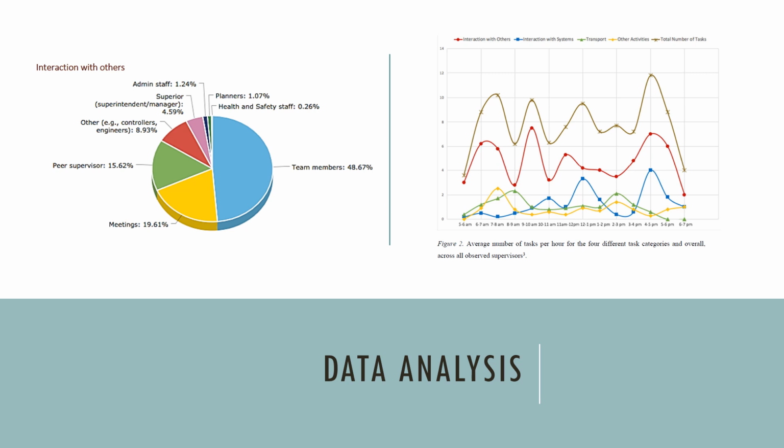Now, because we were able to get accurate timestamps, we were able to look into the supervisors' time and where it was accurately spent. So for example, on the left-hand side of the screen, you can see that with interactions with others, we were able to construct a pie chart with a breakdown of where their time was spent interacting with others and with whom. On the right-hand side of the screen, you can see that we were also able to map their tasks throughout their day across the different categories and note down when their highest workload peaks were.